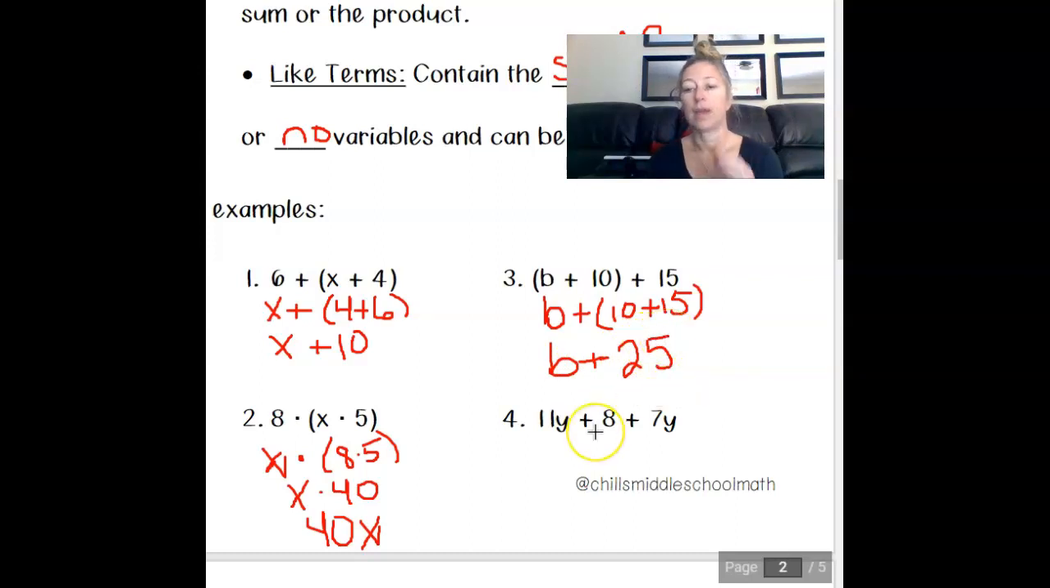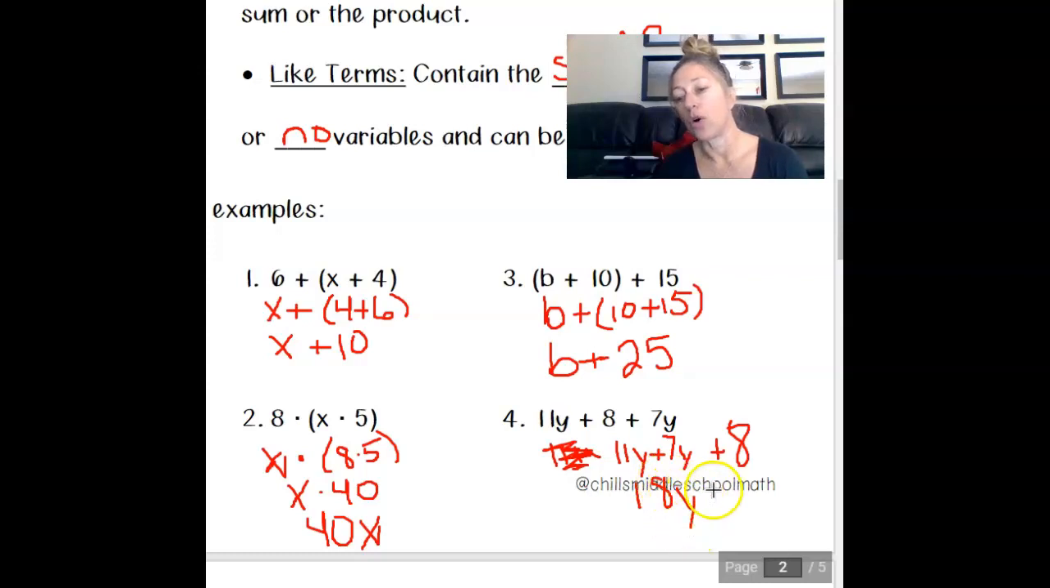Beautiful. Next one. Let's start with our variables first. So I've got 11y. What's the other like term here? Oops, I messed that up, didn't I? Let me start again. 11y plus 7y. And I'm going to scratch this out. I hope that doesn't bother you. Plus 8. So 11y plus 7y, I hope you know, is 18y.